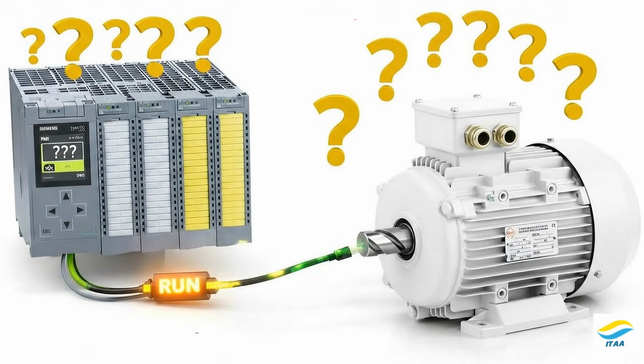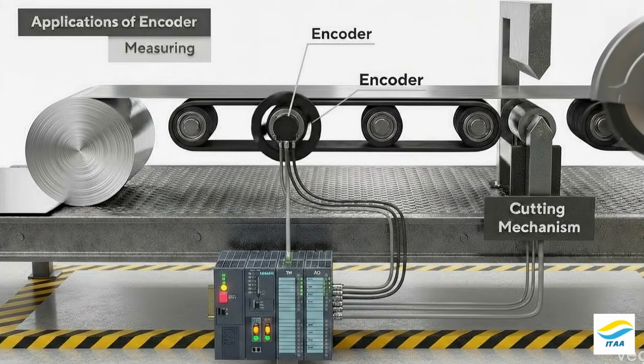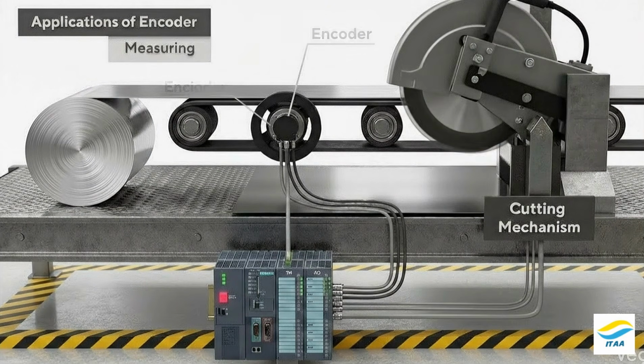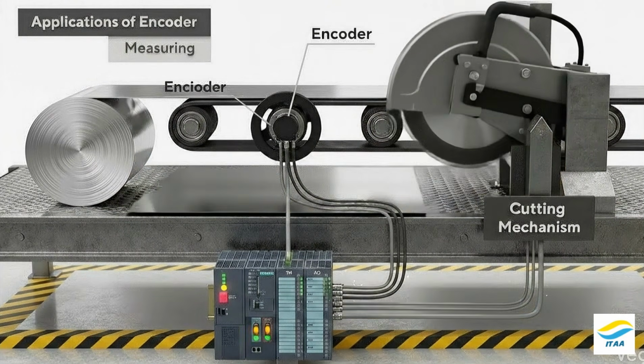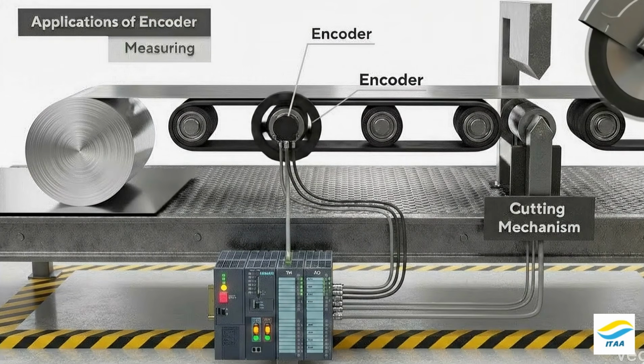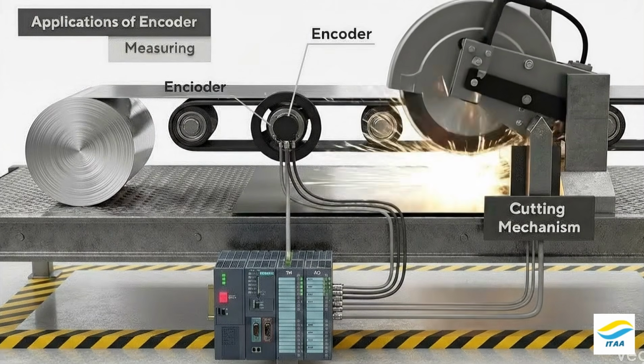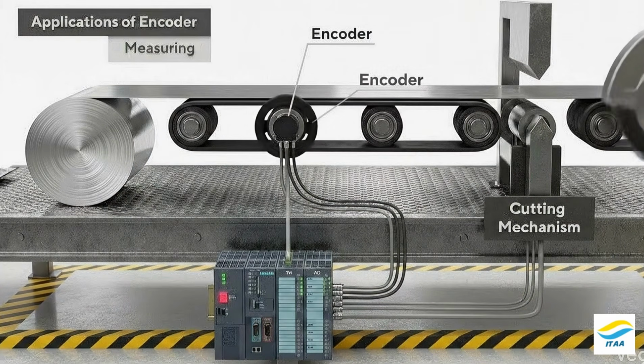Now imagine cutting material to a specific length. The encoder tracks how far the material moves. Once it reaches the right distance, the machine cuts. Simple and precise.